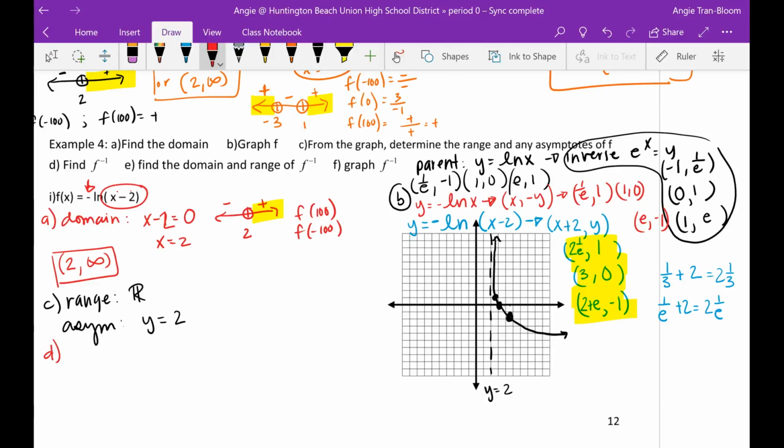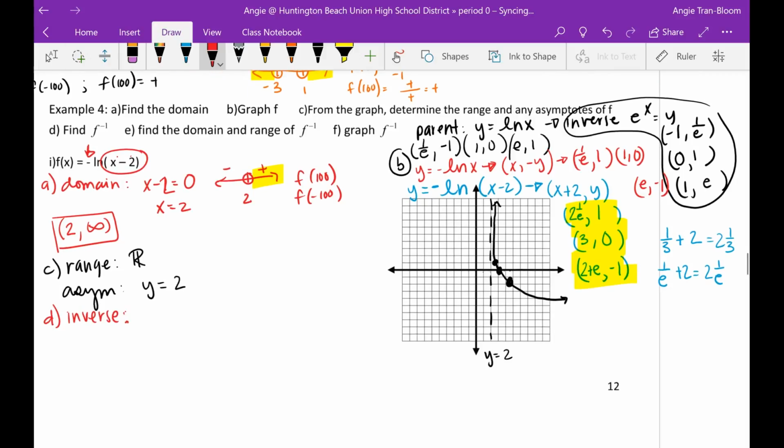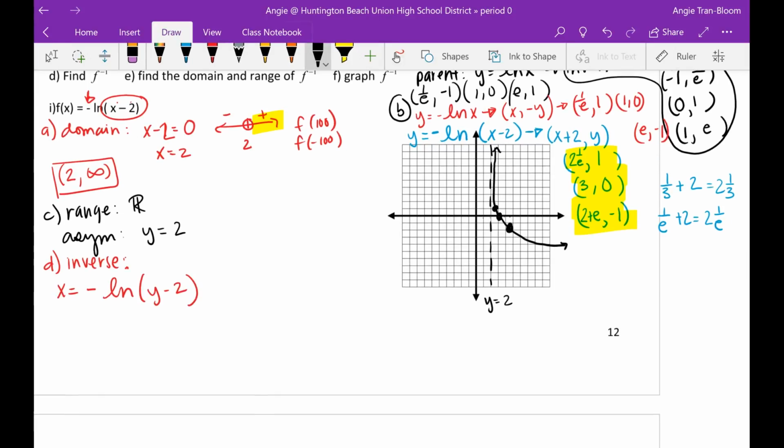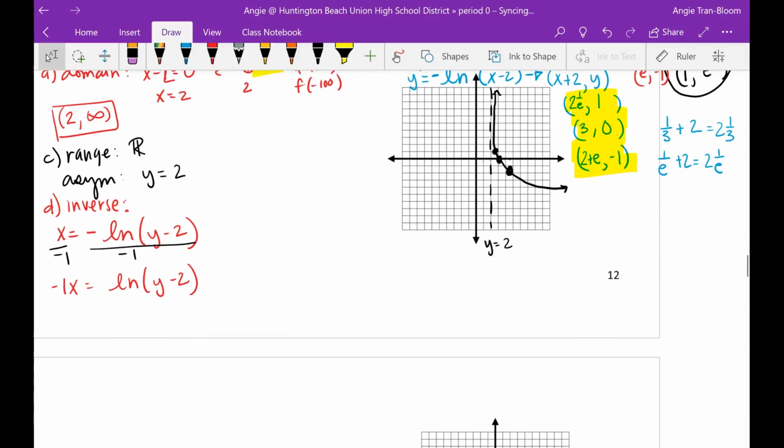Inverse means you're going to switch x and y, and then you're going to solve. So x equals negative natural log of y minus 2. To solve for it, make sure you isolate the natural log, so I'm going to divide both sides by negative 1 in the front. This will leave me negative 1x equals positive natural log of y minus 2. Now, you can't solve a log, so make sure you rewrite it in exponential. To solve for y, you rewrite it in exponential. So I'll spell it out: rewrite as an expo.